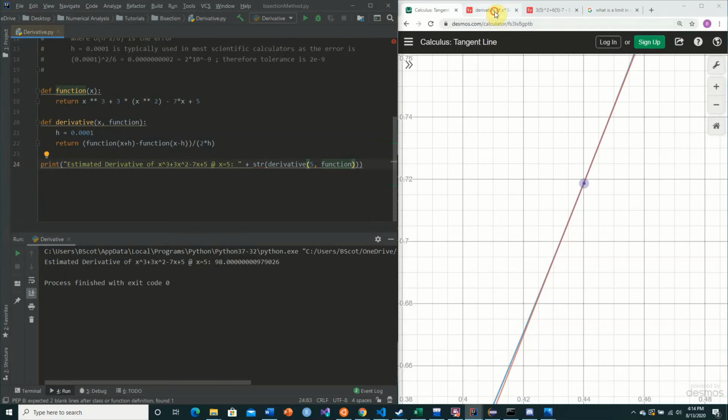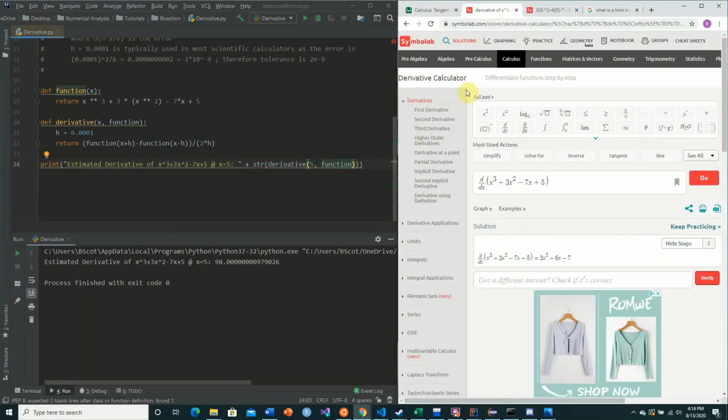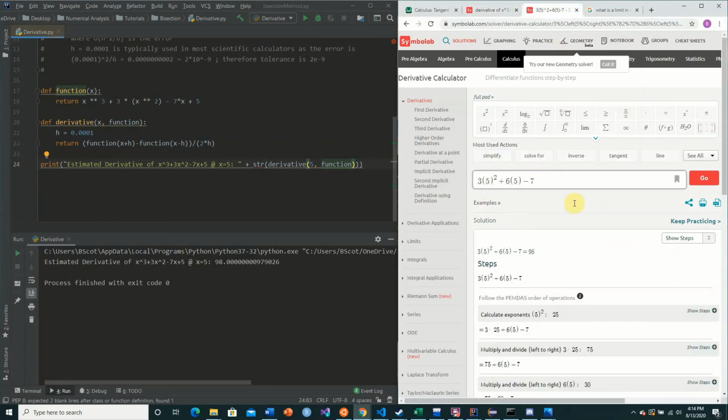Here we're going to go to Symbolab, which is an extremely useful mathematics software. The derivative using the handwritten rules of our original function is 3 times x squared plus 6x minus 7. This gives us the equation of the slope. Now we just need to plug in 5 into this equation. As we can see, we do that and we get 98. So we have accurately created an estimation of the slope, or the derivative, of our original function.